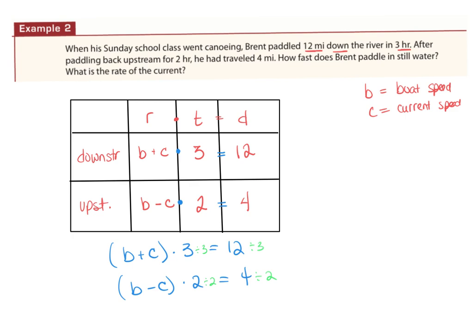this equation here on the top. I just have a B plus C on the left because I divided by that 3. 12 divided by 3 on the right gives me 4. This equation now, I divided that 2 out. I have B minus C. Those canceled, and now I have 4 divided by 2. That equals 2. Does everybody see how I got to this point?